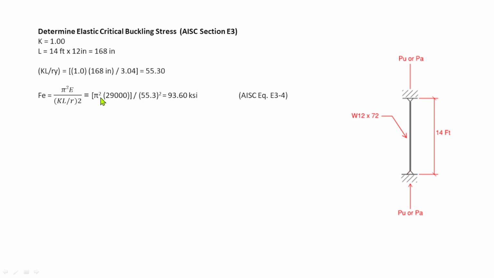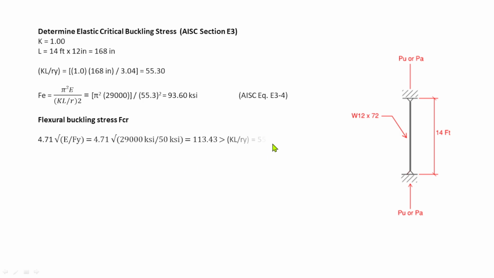And this is the figure here. If we substitute all these values, E over the KL over R ratio, which is 55.3 squared, we'll have 93.6 KSI. Then the next step is to calculate the flexural buckling stress FCR.